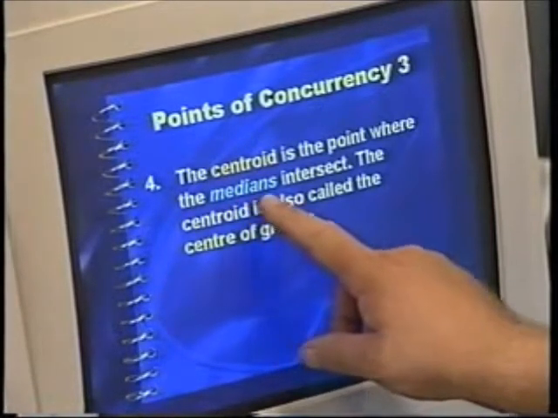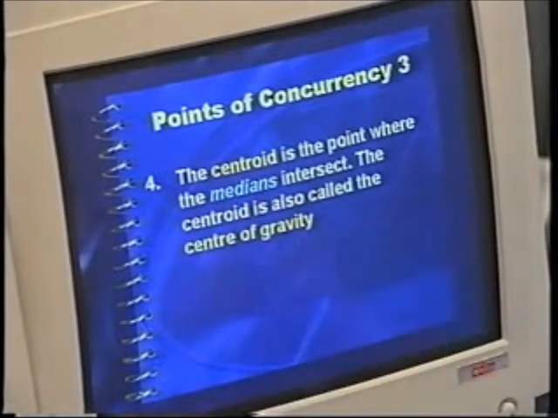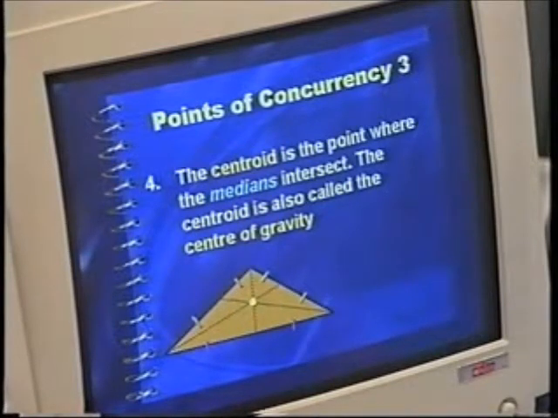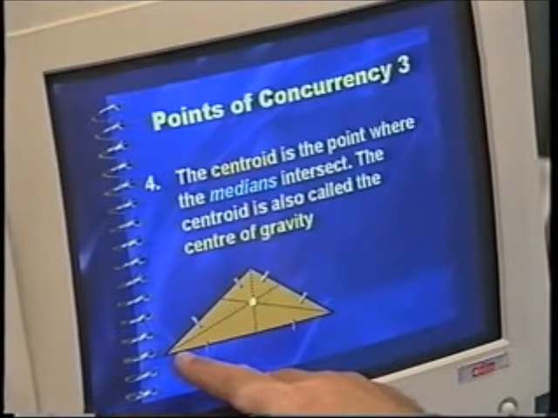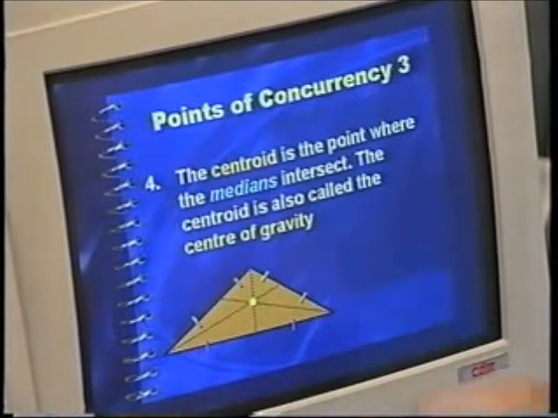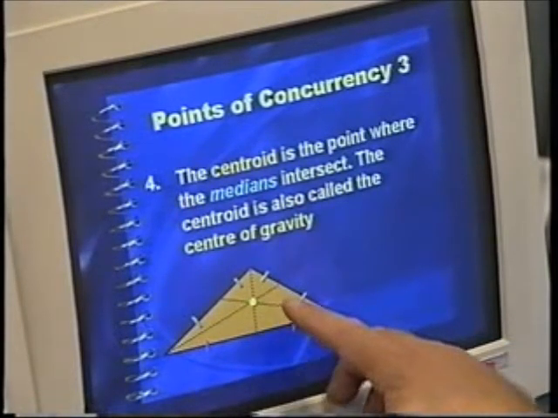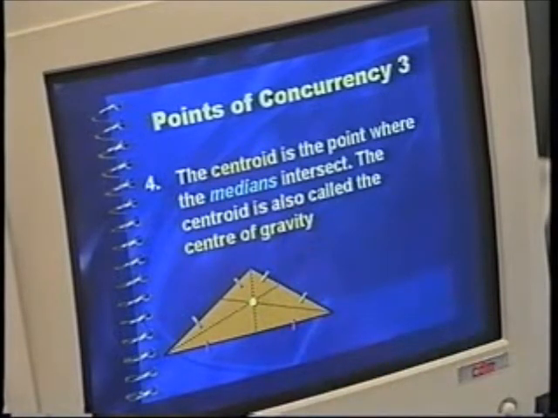Now that is the point where the so-called medians intersect. Now what's a median? A median is a line that goes from one point there to the middle of the side opposite. Once you draw three of those, you get that point called the centroid, or sometimes called the center of gravity. The center of gravity is a very important concept in engineering. Say you design a car, you want to know where the center of gravity is.